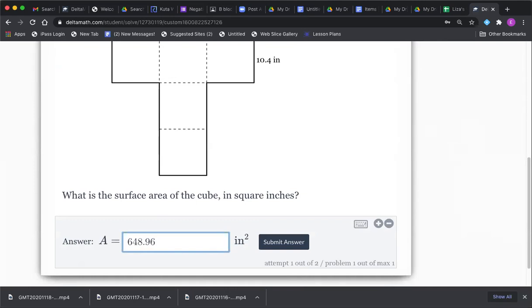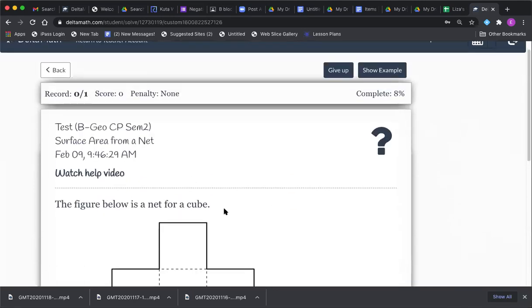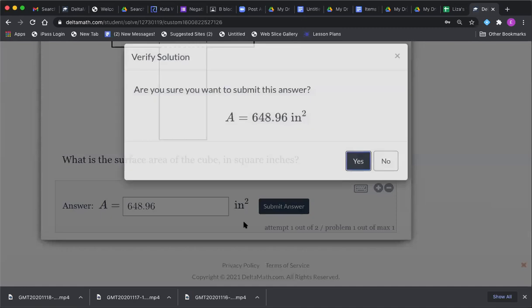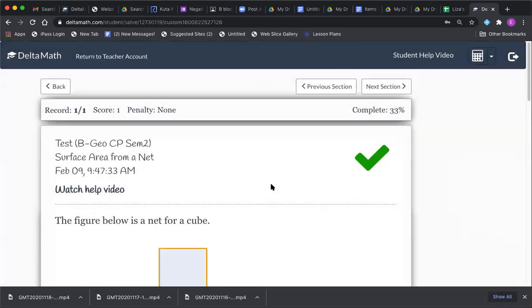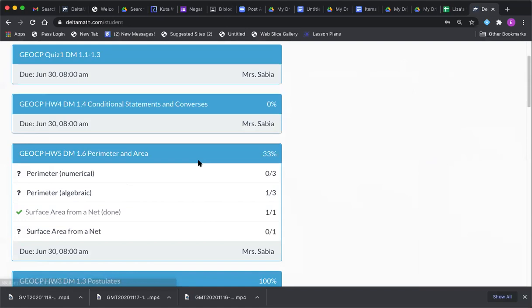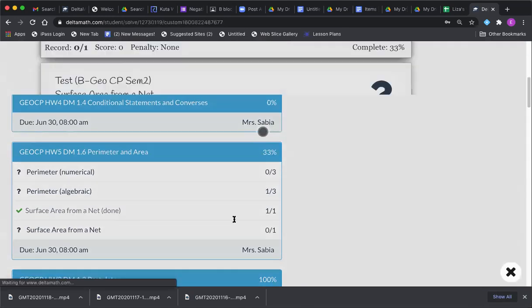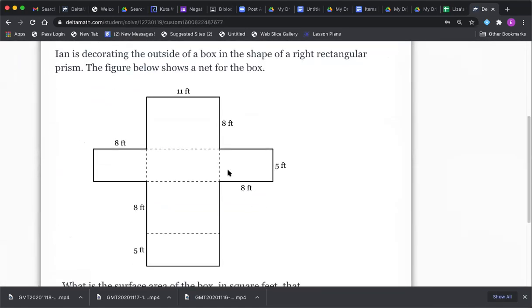648.96. I wonder how they want you to round. Let's see if it takes it just as is. Yeah, perfect. Okay. So I didn't even round anything. I just typed in exactly what the calculator said. All right. But there's only one that I ask you to do it like that. And then I think there's one. What's this one like? Okay. Yeah. And then one just like we did in the notes.